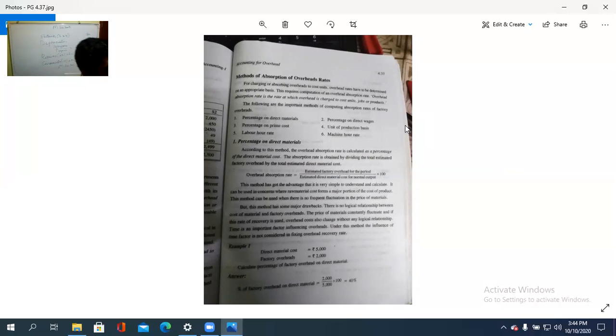Then within that there are two types of machine hour rate, one is ordinary rate and the other is composite rate. What was the formula for the ordinary rate? Total expenditure with regard to that machine divided by the number of hours that machine is to be utilized. That is the formula for calculating the ordinary machine hour rate. One more is there, composite machine hour rate, that we will see in the next class.